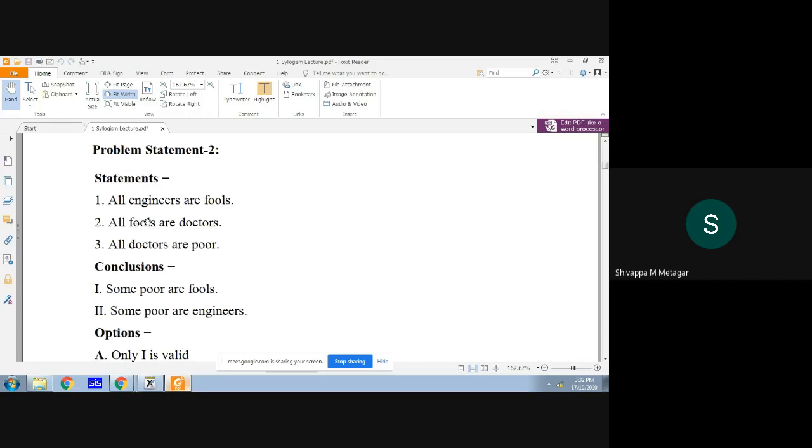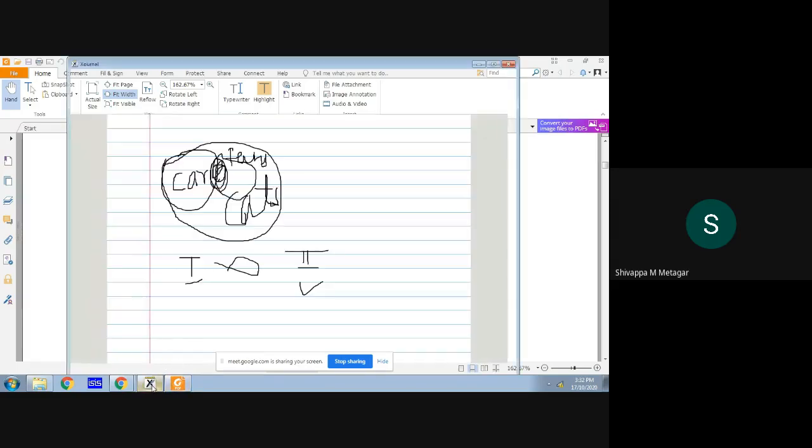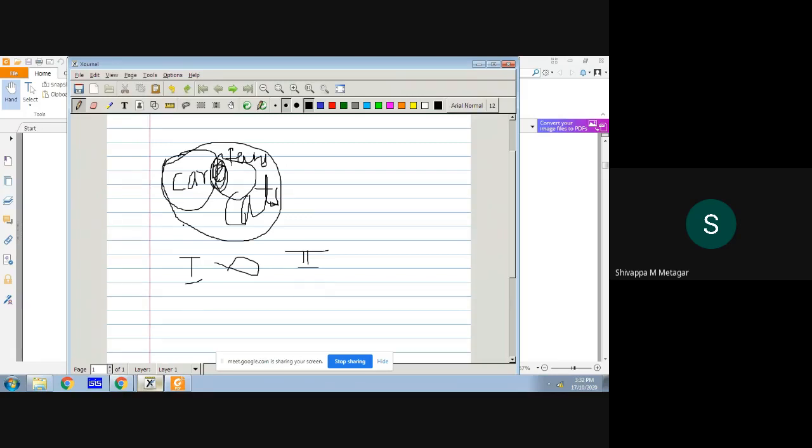Next, you can see the second problem statement. The statements they have given: all engineers are fools, all fools are doctors, all doctors are poor. The conclusions they have given: some poor are fools, some poor are engineers. Now you can draw the Venn diagram for this one. Once again we'll draw the Venn diagram.